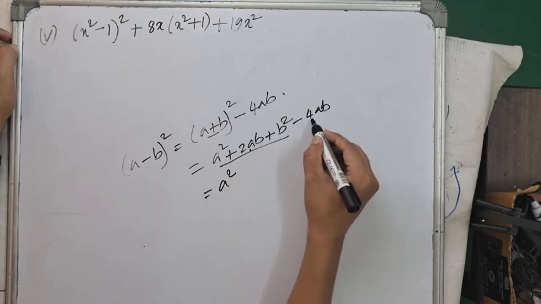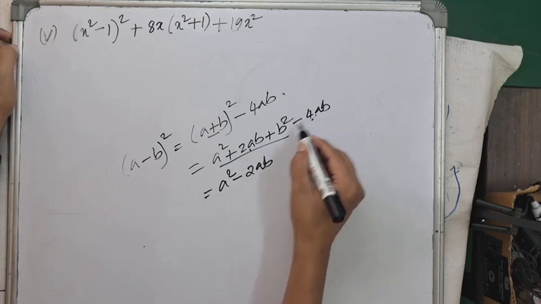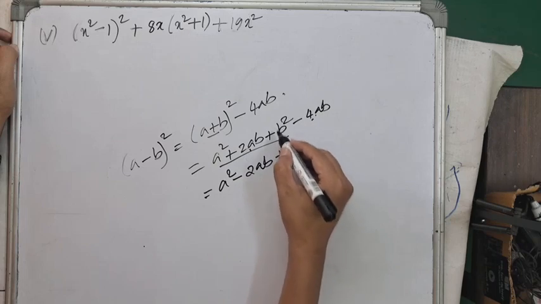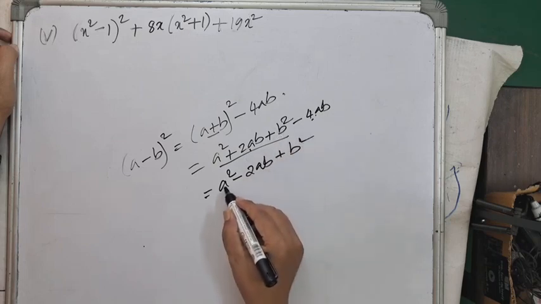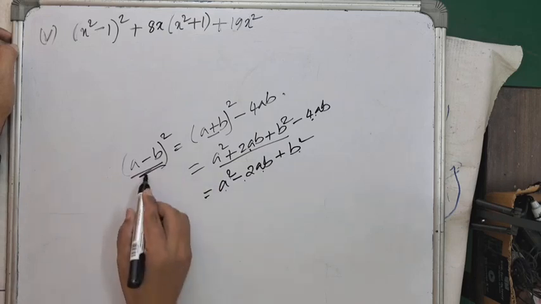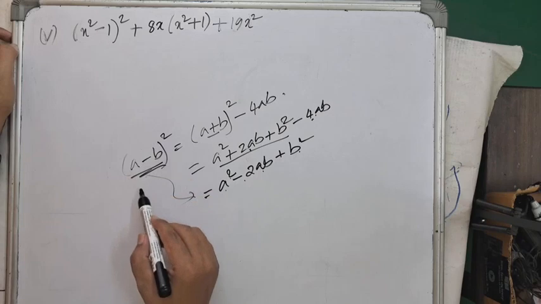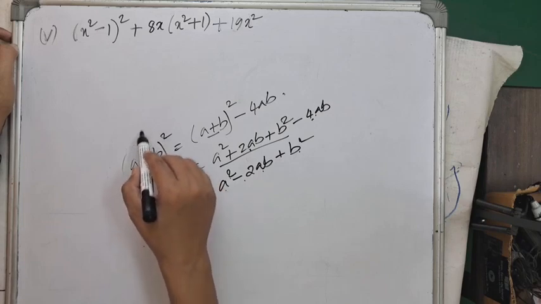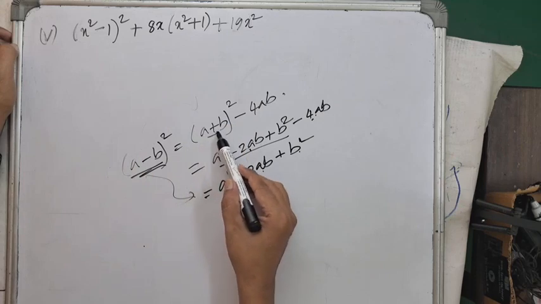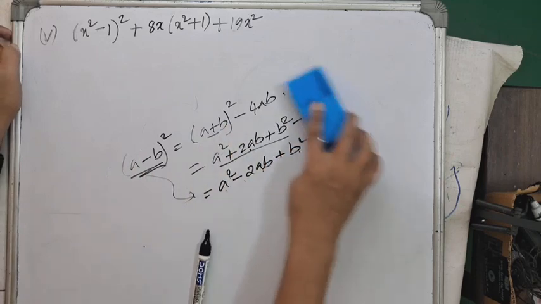Plus 2ab minus 4ab, opposite side. So minus 2ab: 4ab minus 2ab is 2ab, sign of greater number, minus, plus this b square. So a square minus 2ab plus b square is actually a minus b whole square, isn't it? So instead of a minus b whole square, I can convert this a minus b whole square to this form, a plus b whole square form, okay? A plus b whole square minus 4ab. I hope you got this.